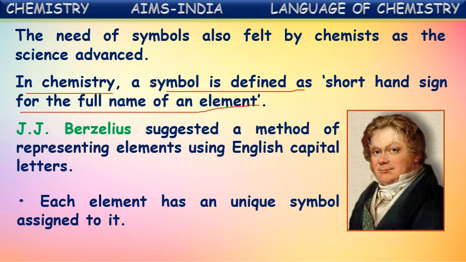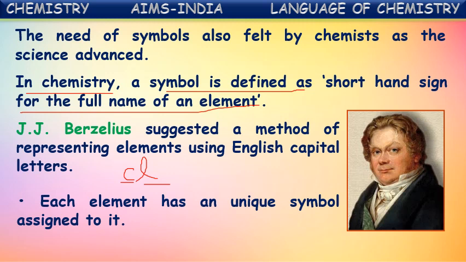Shorthand sign for the full name of an element. J.J. Berzelius suggested a method of representing elements using English capital letters. Again, while writing the symbols we have some rules. Suppose chlorine is there. Chlorine is represented with Cl, but the first letter should be capital and the second letter should be small.